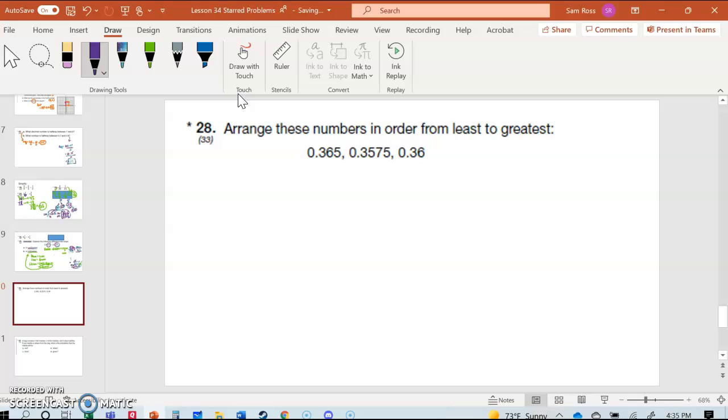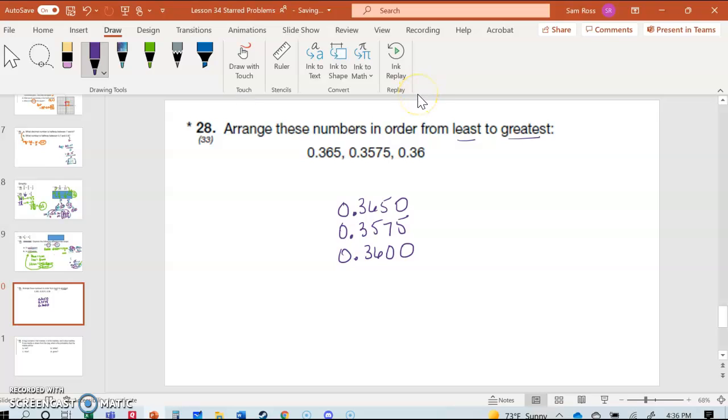Alright, arrange these numbers in order from least to greatest. The first thing I'm going to do is put them in vertical position with all of the decimals aligned. So I have 0.365. There's my point. I have 0.3575. Okay. And then I have 0.36. Now you see how this number is the longest one? I can just add zeros to the end here, and it does not change the value of the number.